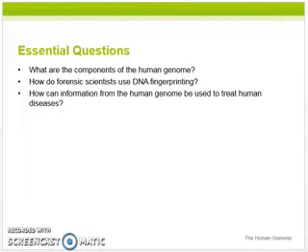Essential questions: what are the components of the human genome? How do forensic scientists use DNA fingerprinting? And how can information from the human genome be used to treat human diseases?